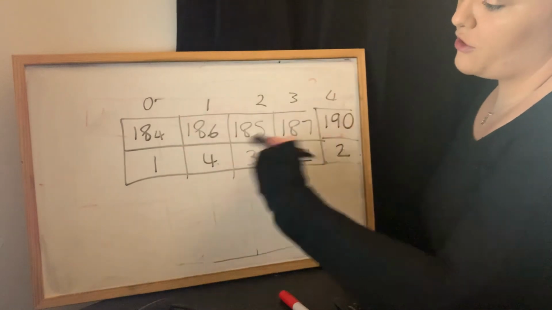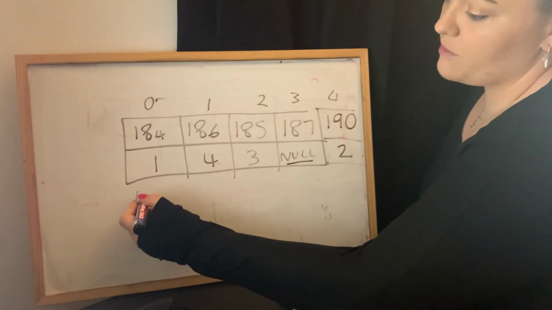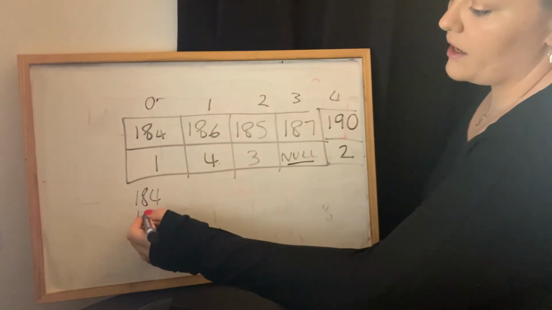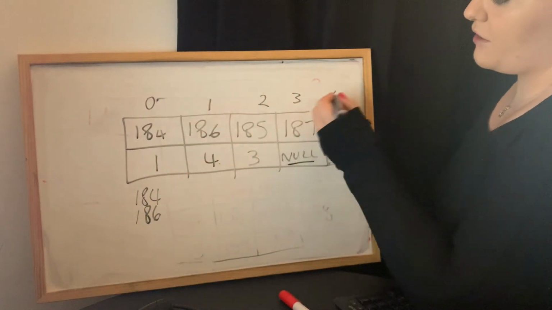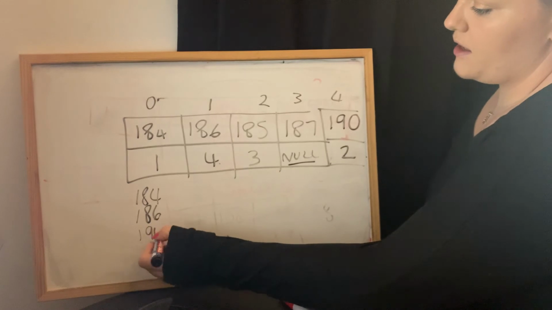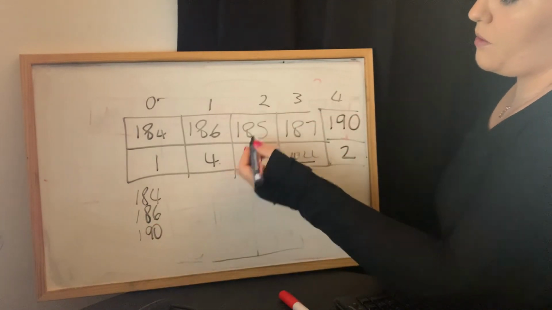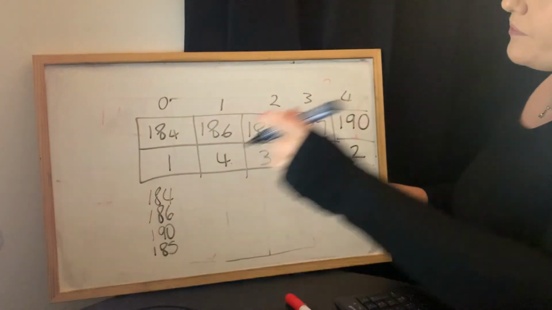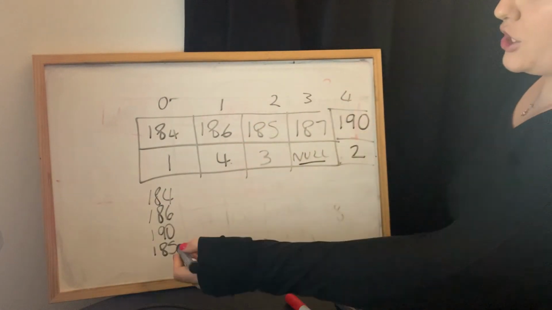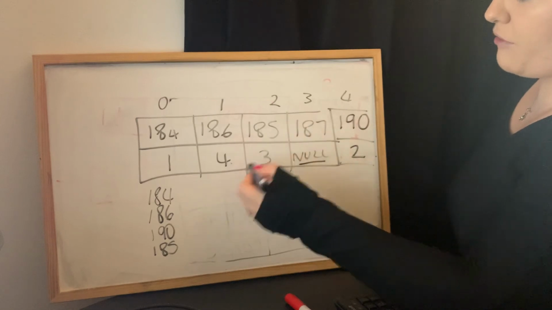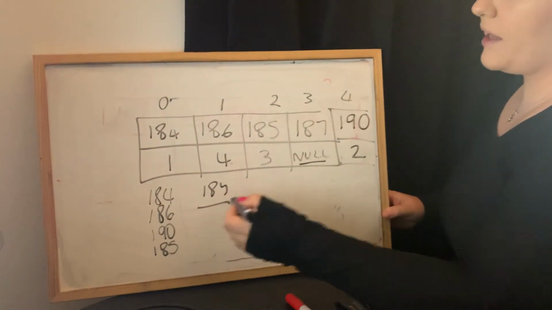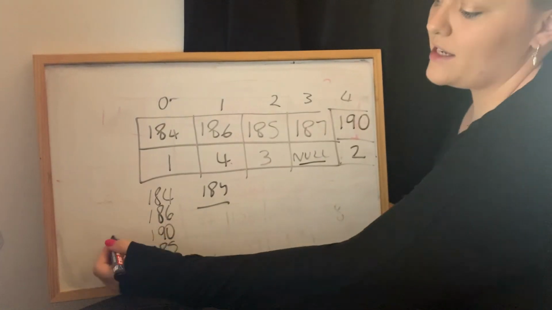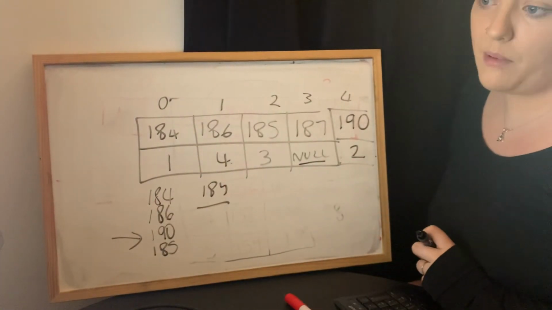If I redo my trace table then, my first item is 184. That points me to number 1, 186. That takes me to index 4, 190. That takes me to 2, 185. It's getting a bit smaller. That takes me to, we'll come up here, number 3, 187. That is the end of my list. And if we're correct, that is the original list with 190 inserted as the third element.